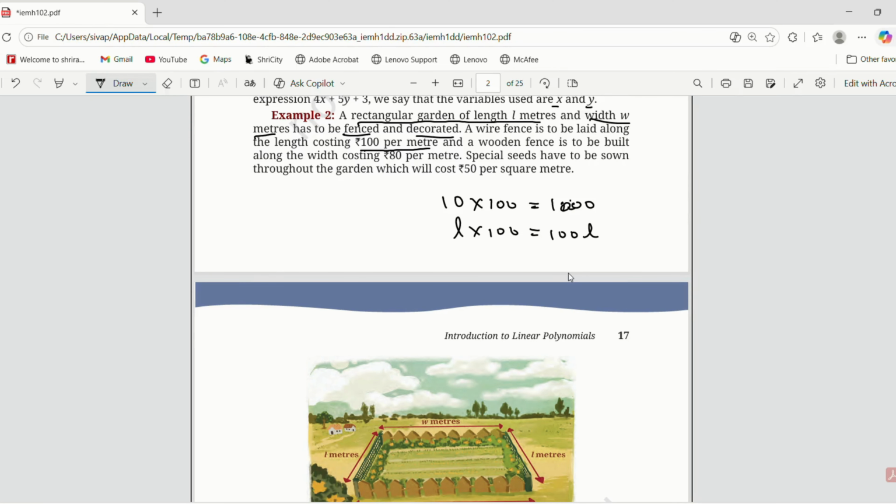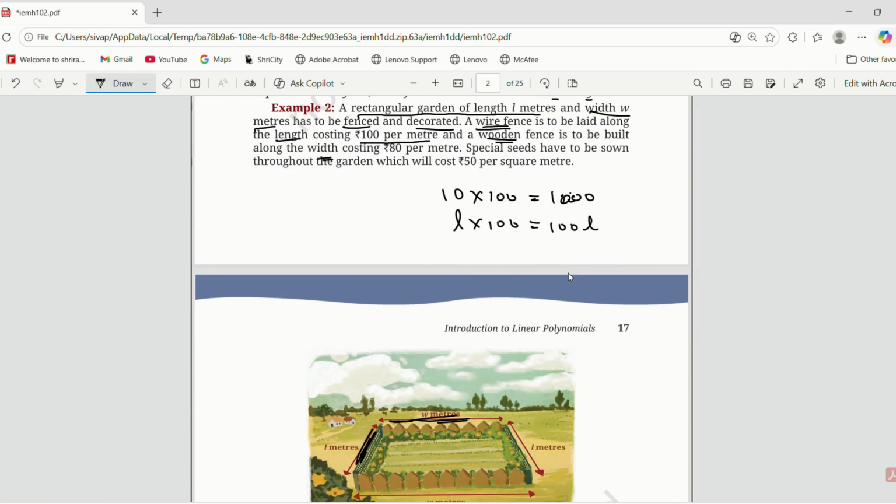Similarly for width, a wooden fence is used along the width. So here they are using a wire fence for length and a wooden fence for width. This area they are using wire, and this area they are using wooden fence. The wooden fence will cost rupees 80 per meter and we have W meters, so W meters at rupees 80 would be 80W. So the cost of length and the cost of width are given by 100L and 80W.